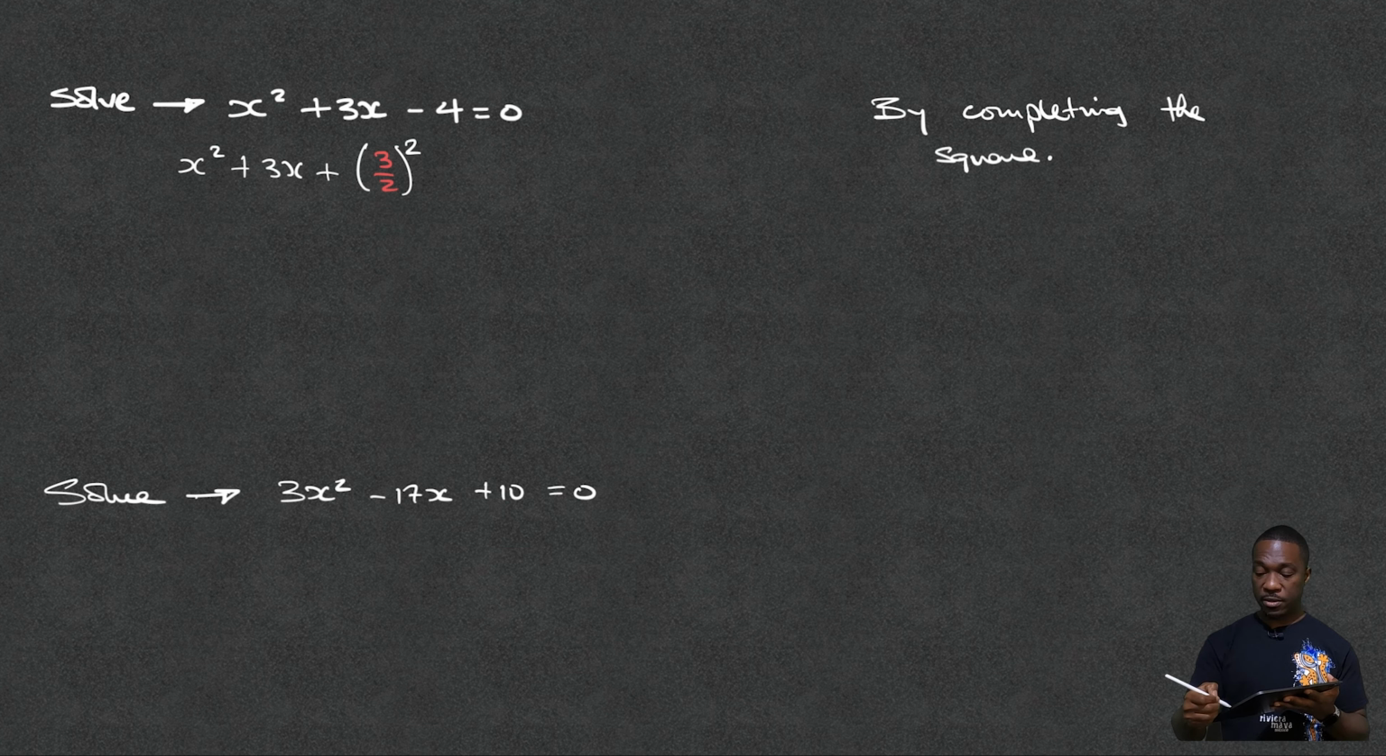I'm going to carry on now, subtract 4, and the thing that I've added in, I now have to subtract it back out. So that's 3/2. I'll close that bracket and I'm going to square it.